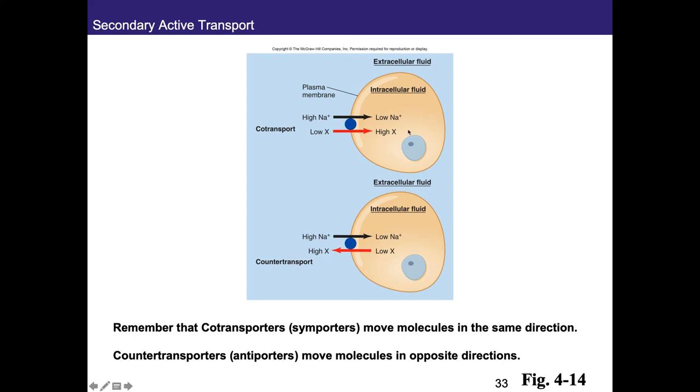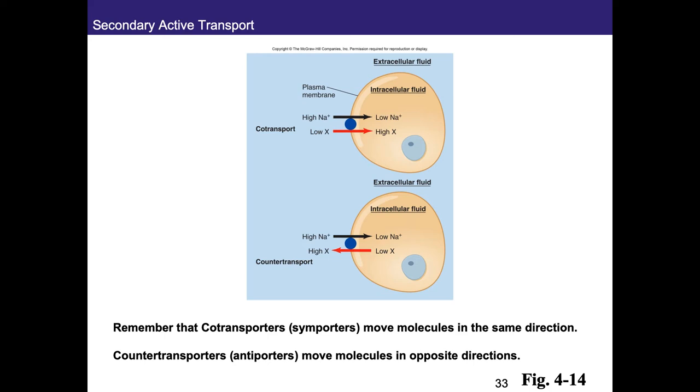Counter-transporters move molecules in opposite directions. So it uses the sodium gradient to move another molecule out of the cell against its concentration gradient in the opposite direction. That's called a counter-transporter or an antiporter. You can see that at the bottom of the slide. I've also referred to it as an exchanger. Counter-transporters are the same thing as antiporters, are the same thing as exchangers. I rolled out the sodium proton exchanger in the last set of Top Hat questions.